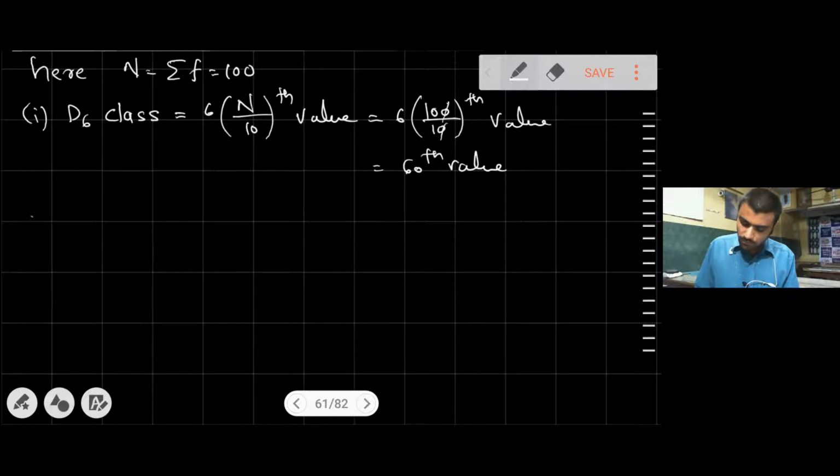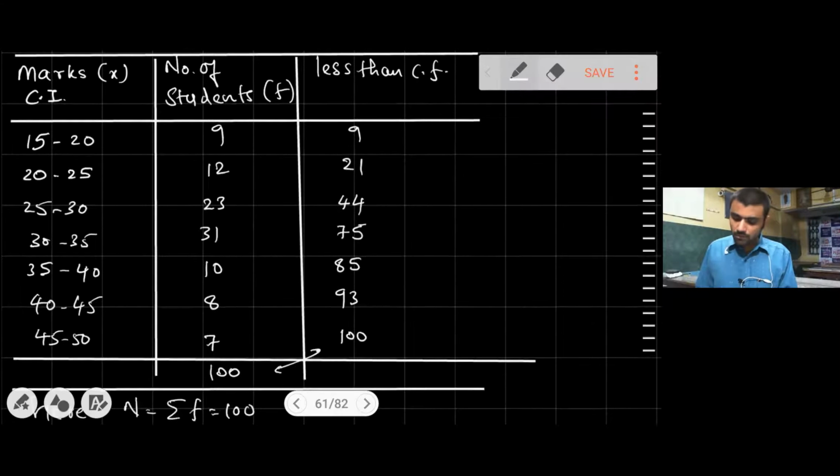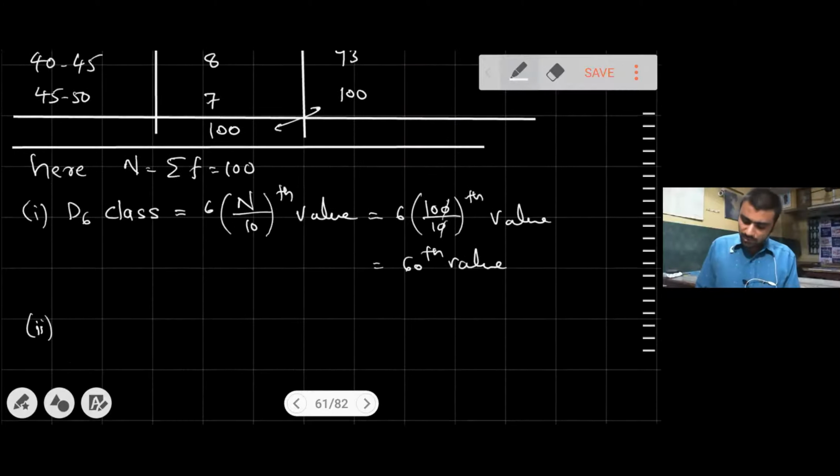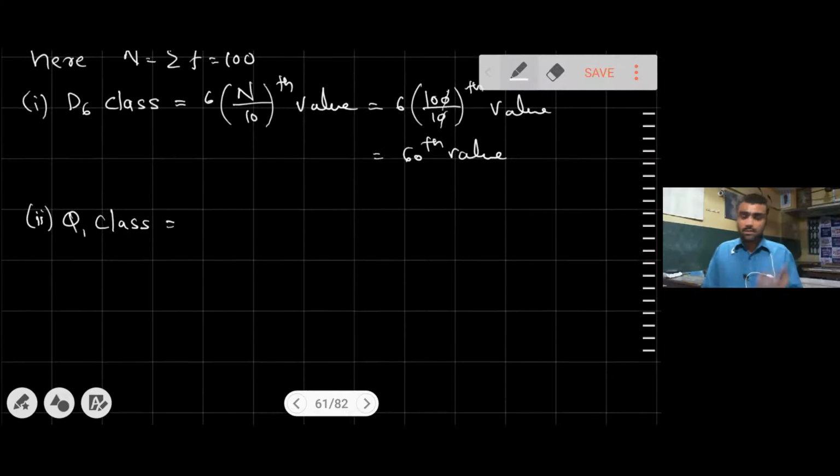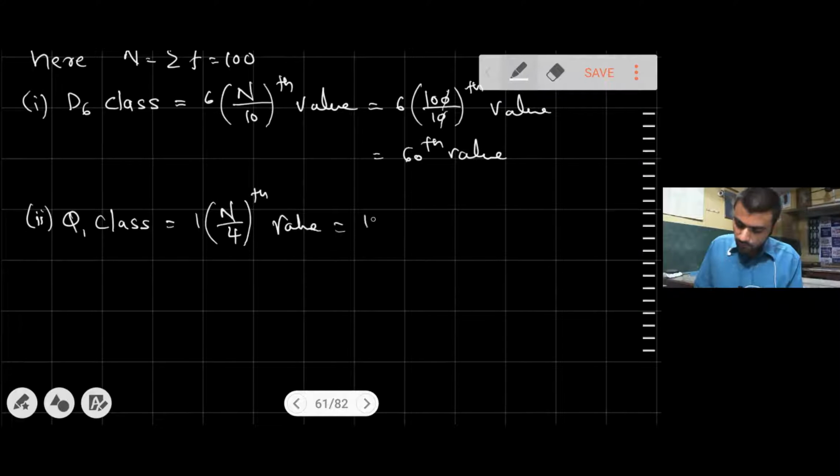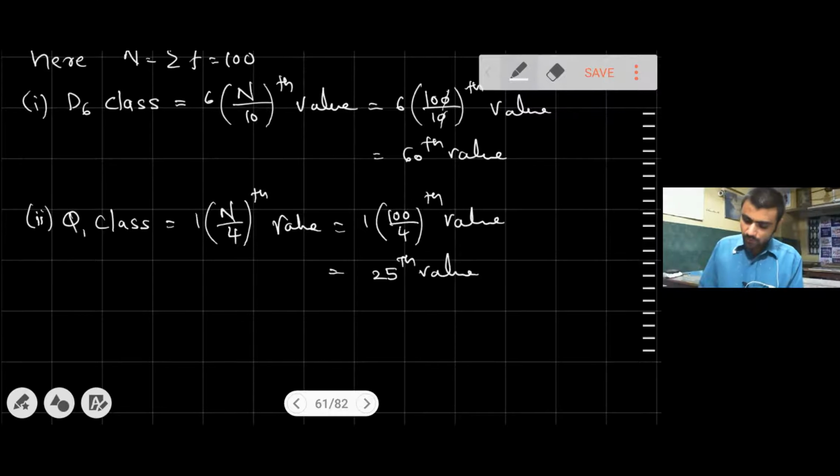Second, we have to find out about Q1. So now let me find out the Q1 class first, because we will need it. As such, in the graph to plot, it will be used to locate it. So the Q1 class is 1 into n upon 4th value, which is going to be 100 upon 4, which is going to be the 25th value.